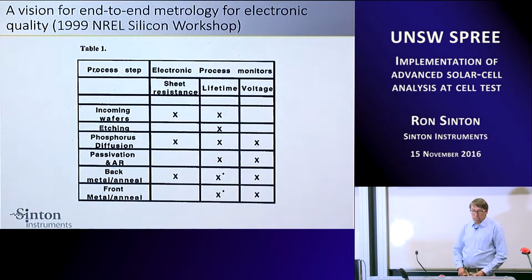And so just to give you a frame, around 2000, I presented this table, which was my concept for process control in a silicon manufacturing line. And you could see that with electronic process monitoring, you could start with the incoming wafers and then end at the front metal and anneal. And this was primarily lifetime testing, sheet resistance testing, and you could start measuring voltage as soon as you had a phosphorus diffusion using the Suns-Voc method.